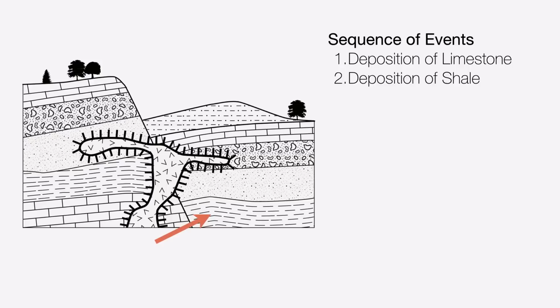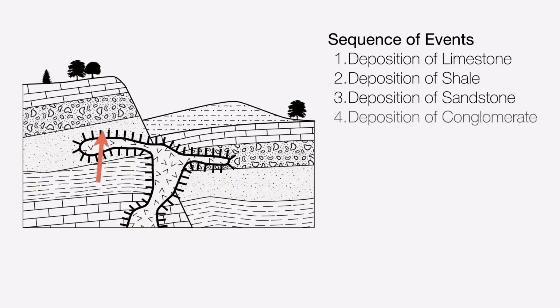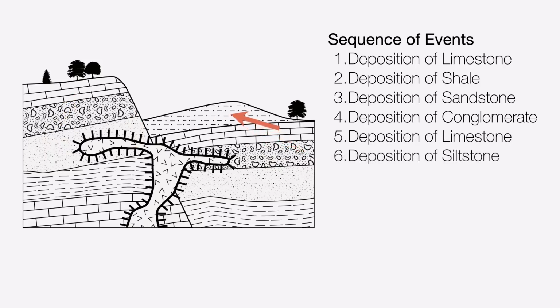Then, following the law of superposition, oldest is on the bottom, I have sandstone above it, which is the same as this one, and then conglomerate, which is the same as this one. Of course, we have this layer of limestone and this one, which are the same, and then the final layer, which is this siltstone. Now, the big question is, did the fault happen next, or did the intrusion happen next?